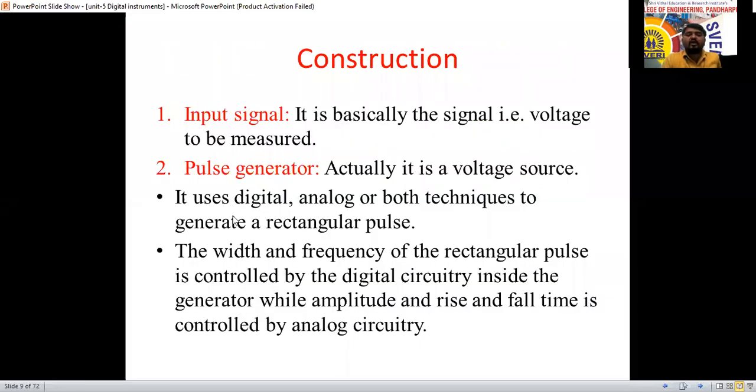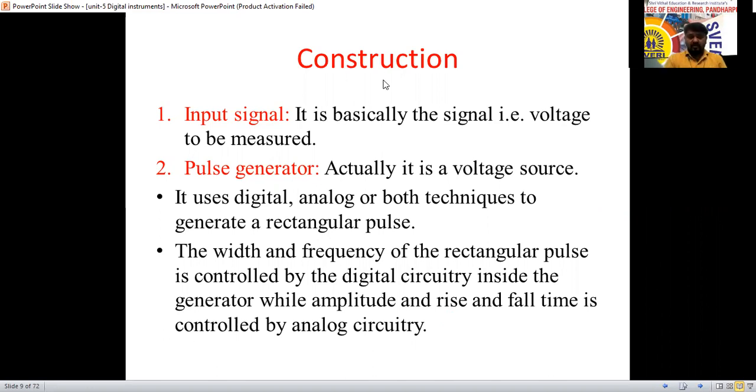How is it going to be used? It uses digital and analog, both techniques, to generate the rectangular pulse. The width and frequency of the rectangular pulse are controlled by the digital circuitry inside the generator, while amplitude, rise time and fall time are controlled by the analog circuit.